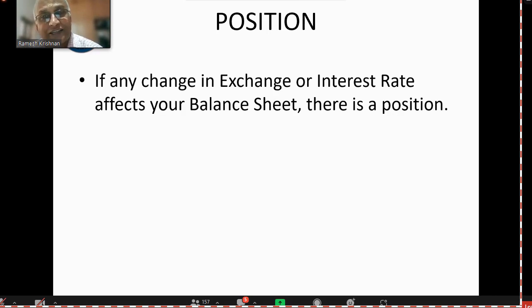If you do a mark to market. Now, in the house, you don't do it. You simply keep it in the locker. It's a different issue. But in the bank, if I have bought a Maruti share at 8,000 and today it is 7,600, I have a long position in Maruti and 400 rupees is my depreciation on the position. On Maruti's position. So that is the concept of a position. If any change in exchange or interest rate affects your balance sheet, there is a position. Interest rate means price, market price. So even in a Maruti share, you can have a price change, which is called a position.